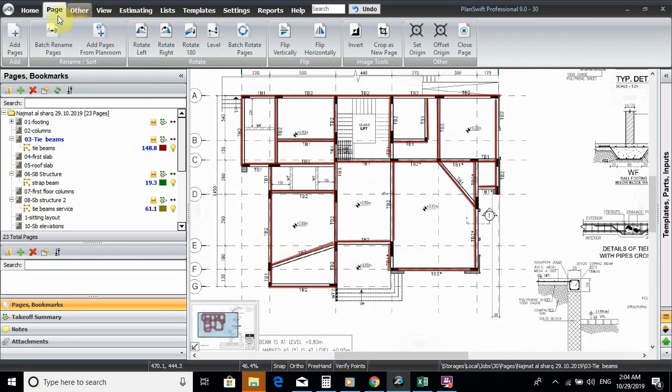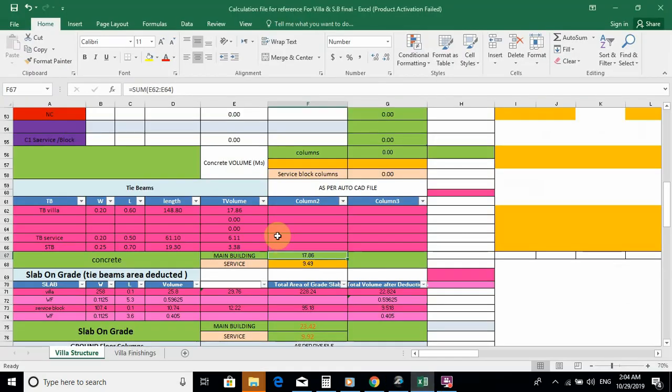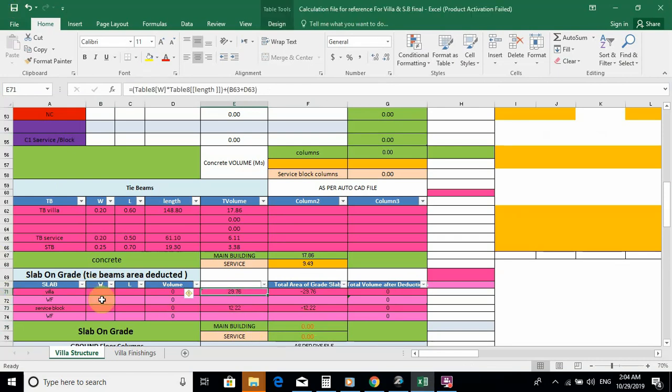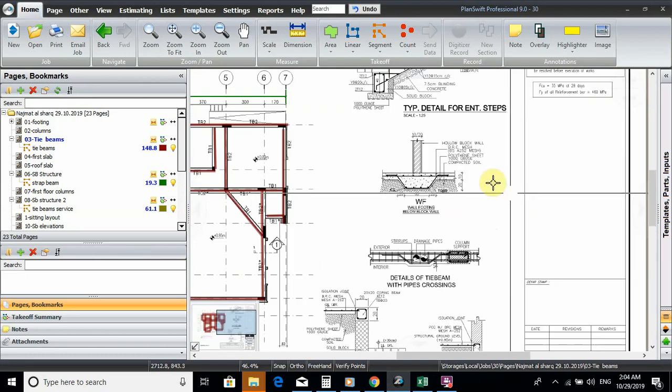Okay, let's start with wall footing 1. Wall footing 1 is actually cast with the slab on grade. So I prefer to put it in the slab on grade, and you can also leave this. Okay. This is deduction. We will show you later when we are doing the slab on grade. Wall footing will be calculated at this.